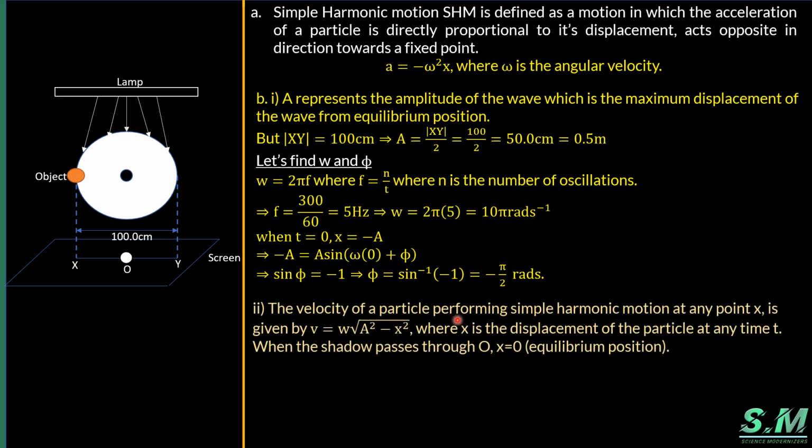Now the next was the velocity of the particle. The velocity of a particle performing simple harmonic motion is given by v equals omega times the square root of A squared minus x squared, where x is the position at any time t, whereas A is the amplitude. When it passes the equilibrium position, which is the point O here, the displacement x is equal to 0. So v will simply be equal to omega A, which is the maximum speed of the particle. Since we know omega is equal to 10 pi and A was 0.5, we get that v is equal to 5 pi meters per second.